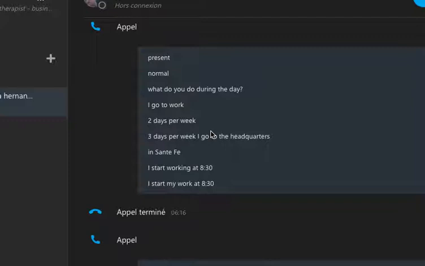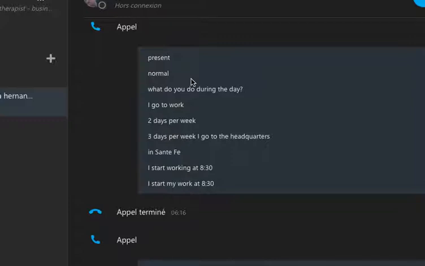We talked about the present, okay? We have two kinds of present. Something you do every day, present simple, and something you're doing right now, or in the process of doing, the present continuous. Present simple, present continuous. Okay, so what do you do during the day? What is a normal day for you during the week?